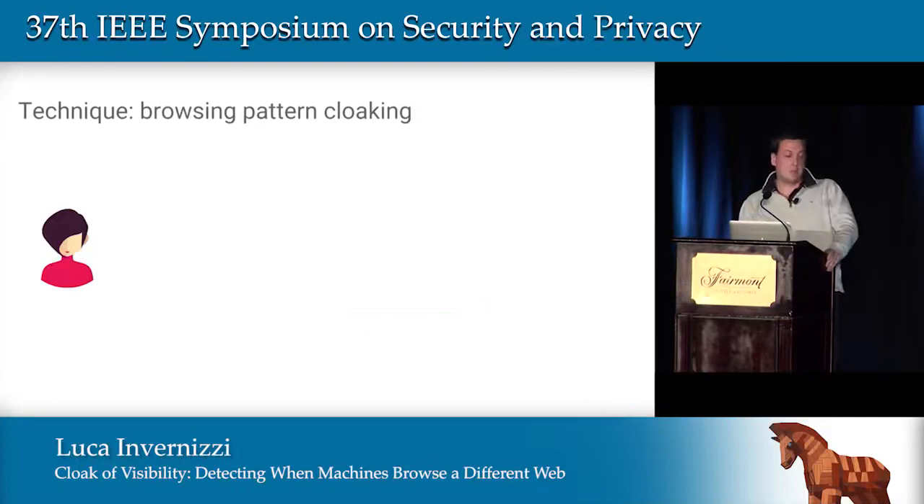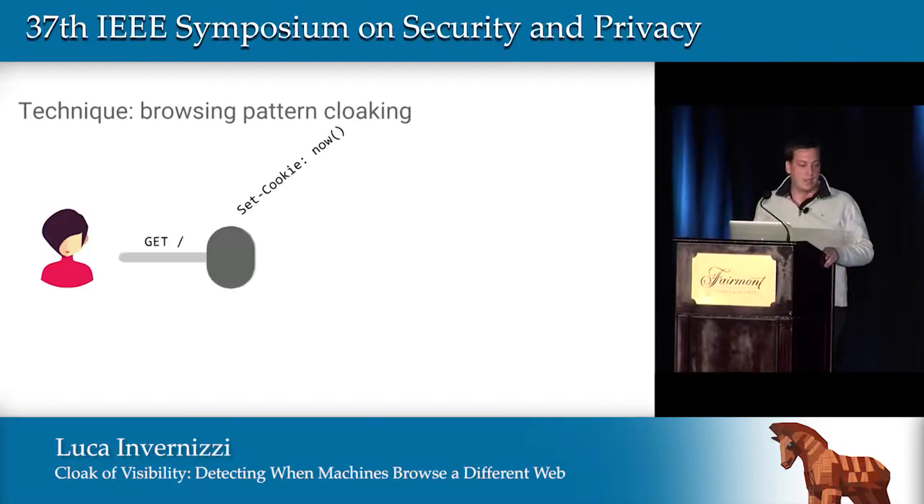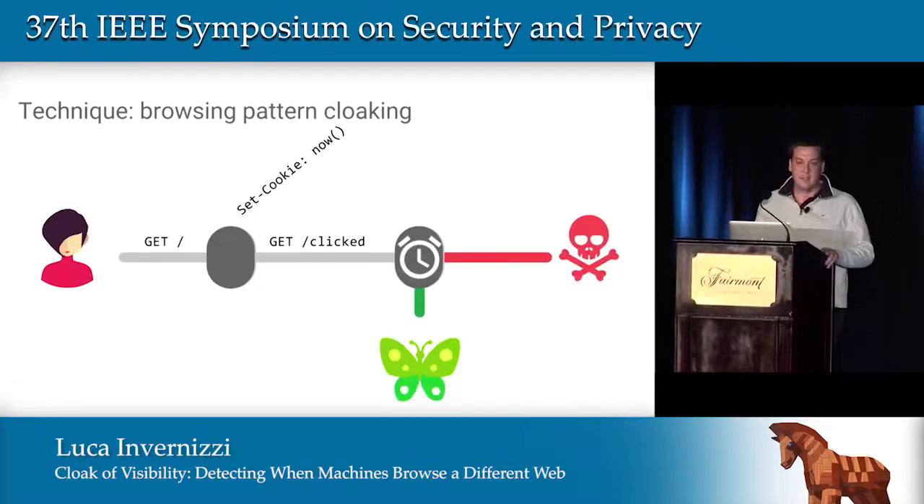Another thing that they do is check the browsing pattern of the user through the site and only deliver the real content if the user follows a precise pattern and within a certain time frame. Here we have the user that has to get the home page and click on something within 10 seconds, otherwise it doesn't get the true content of the site.